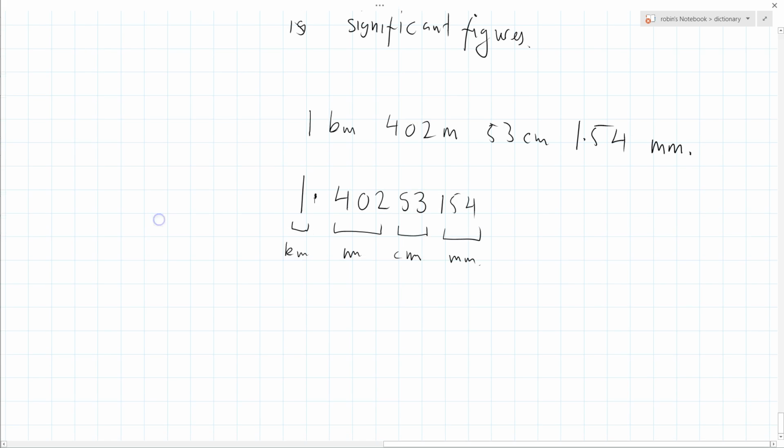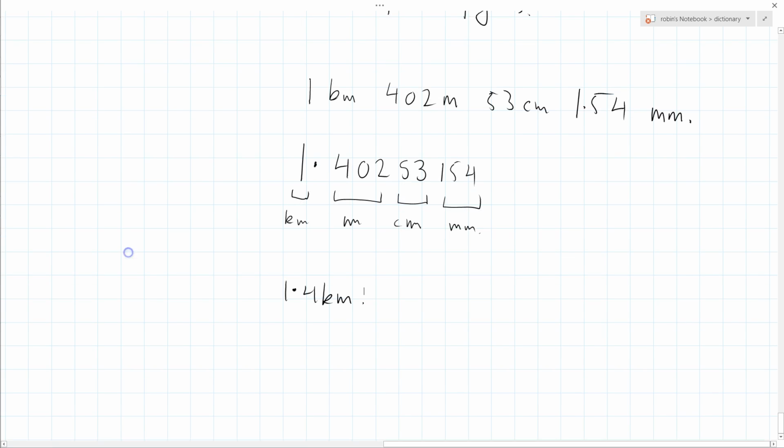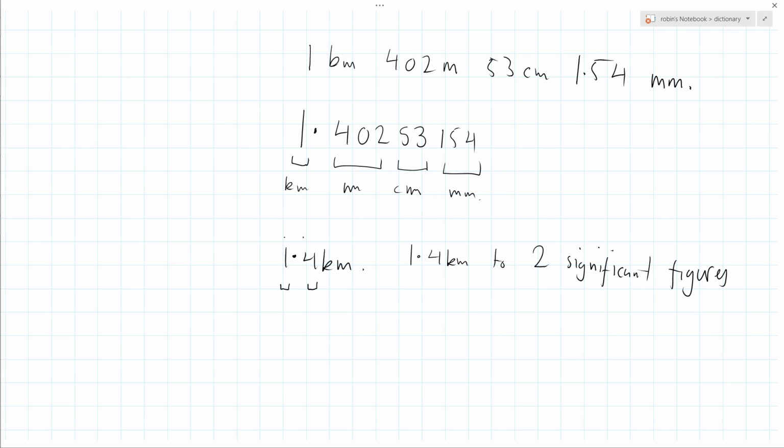What I really meant was it's about 1.4 kilometres. So what I should have said, I didn't know any better back then, but I know now, is that it's 1.4 kilometres to two significant figures. And the two is that one there and this one here. So you've got a first digit and a second. 1.4 to two significant figures.